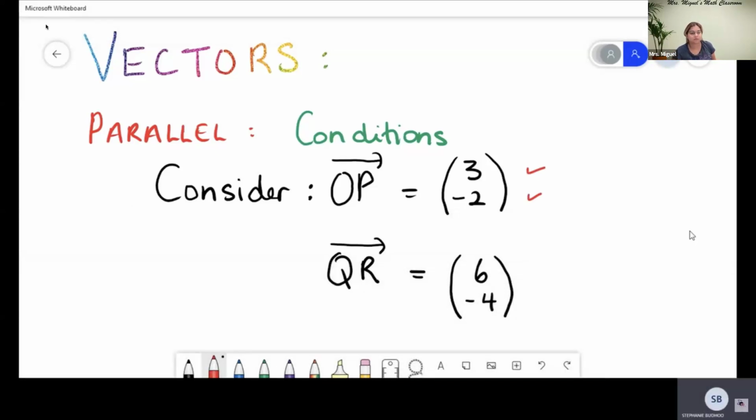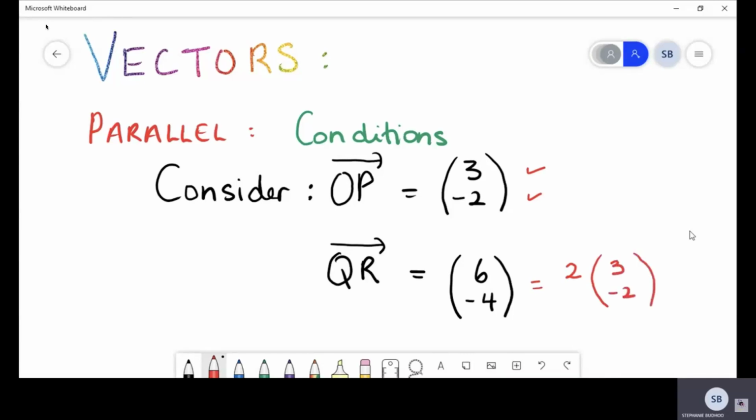And let's look at QR. So a common factor between 6 and -4 is 2. So if we were to pull out that common factor 2 in brackets by a process of division, we would be left with 3 and -2, such that if we were to expand again, you would get 2 multiplied by 3 as well as 2 multiplied by -4. That gives us back our original vector.